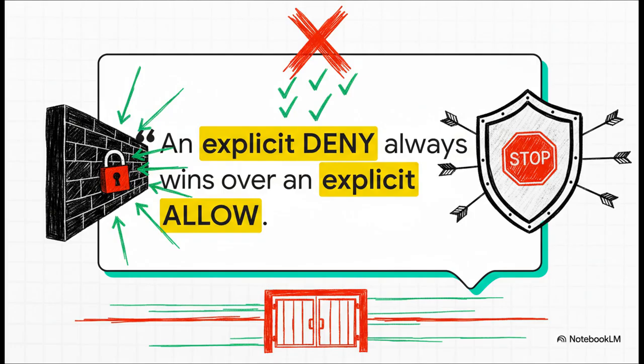This is the golden rule. An explicit deny always, always wins. It doesn't matter if a user is in 10 groups that all allow an action. If just one tiny policy statement anywhere says deny, then access is denied. End of story. It's the ultimate trump card.